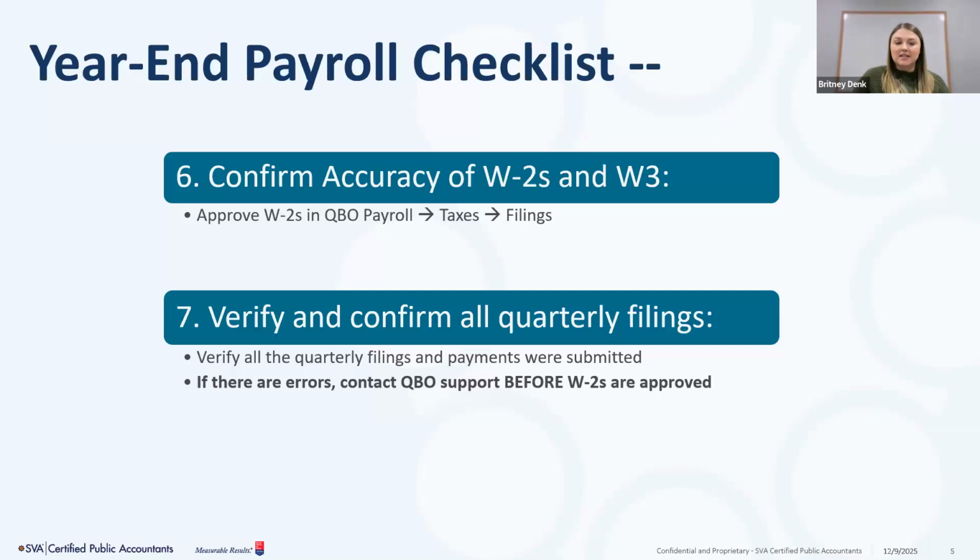And then last but not least, number 7 is just to verify and confirm all your quarterly filings, so you're not surprised by a notice. And if there are any errors and you have to contact QuickBooks support before your W-2s are approved, you'll know that the W-2s that go out are correct, because the last thing you want to have to do is file amended W-2s and have to get those passed out to your employees. So it's really important that before you approve, you're checking everything.